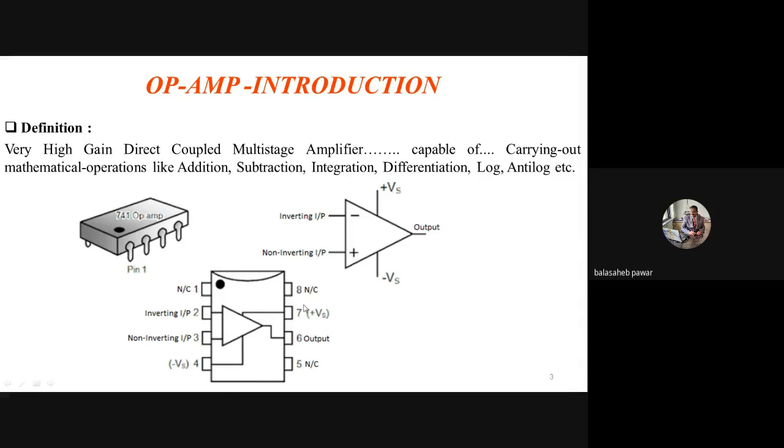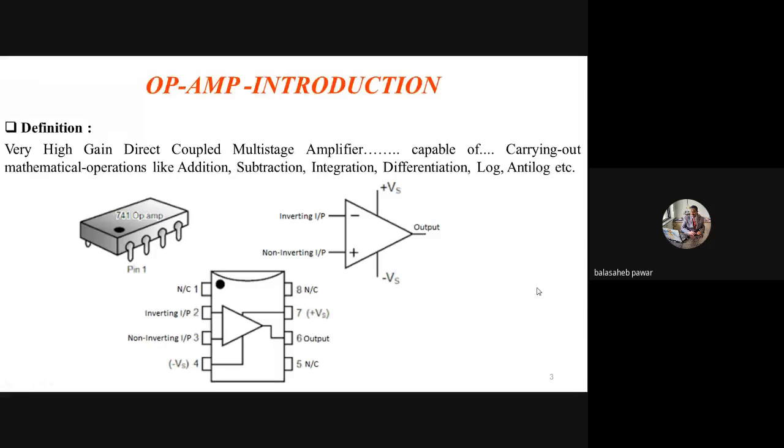So its symbol is also the same. See, inverting input, that is nothing but pin number 2. Non-inverting input, that is pin number 3. Output, pin number 6, plus VCC, pin number 7, and minus VEE, or you can call it minus Vs also, as pin number 4. Whenever we go on to study in detail, you will get clear. So at this stage, don't mind about it.